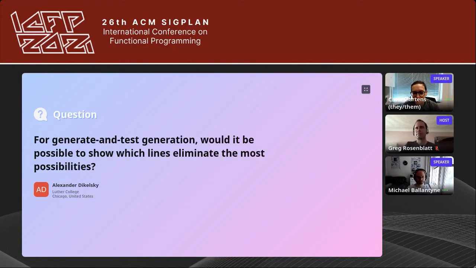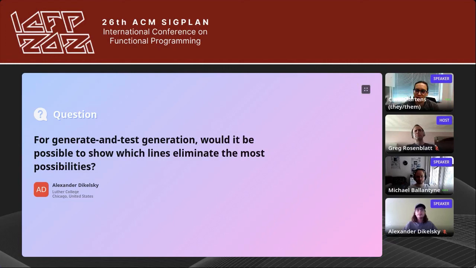Thanks. I see another question on the screen. Okay, for generate and test, would it be possible to show which lines eliminate the most possibilities? It should be, I think so. Generate and test is kind of a broad classification of several different PCG techniques, so I think it really depends on the technique. But yes, in principle, it does seem like that would be possible and useful.